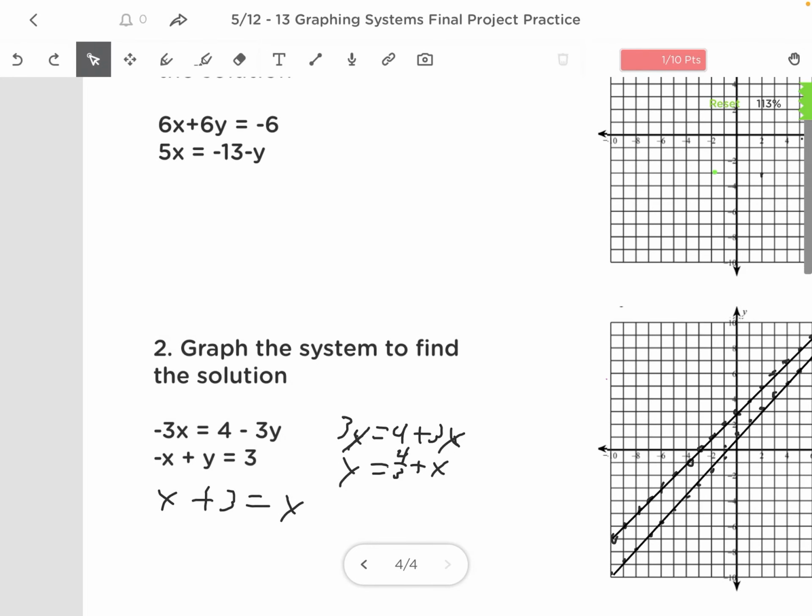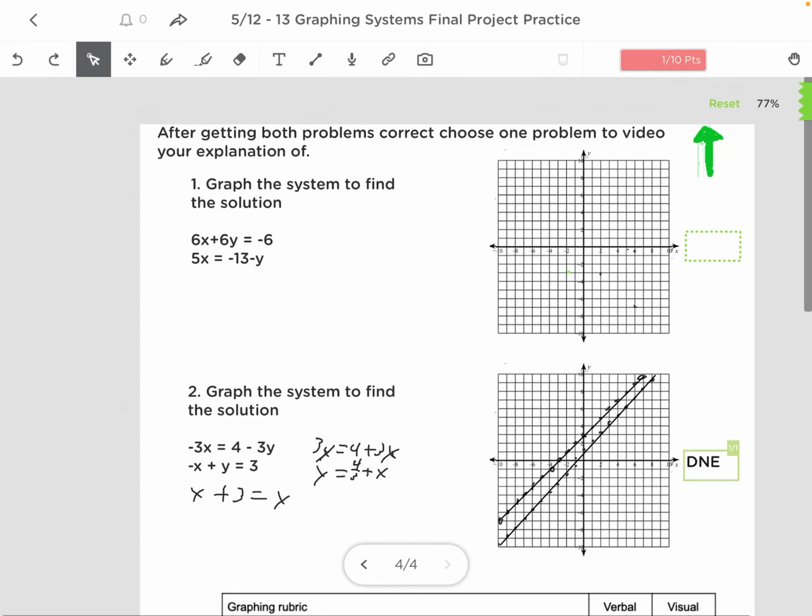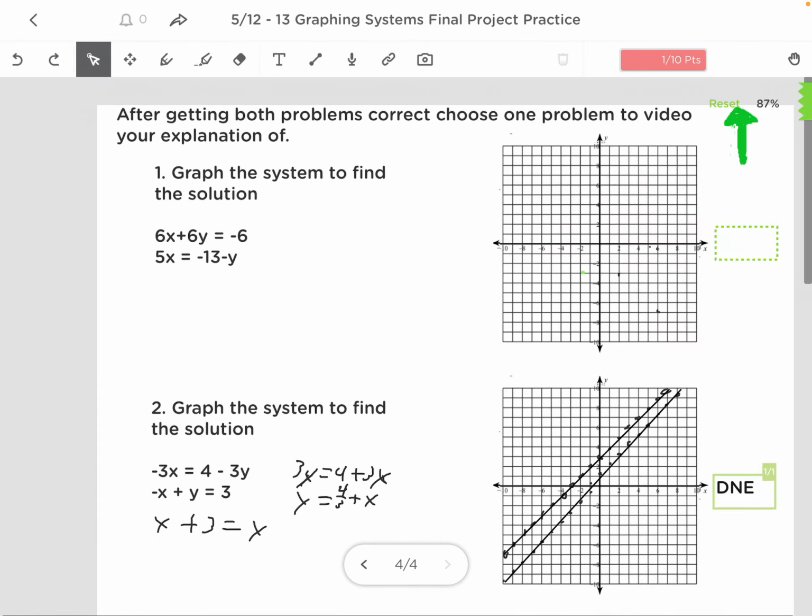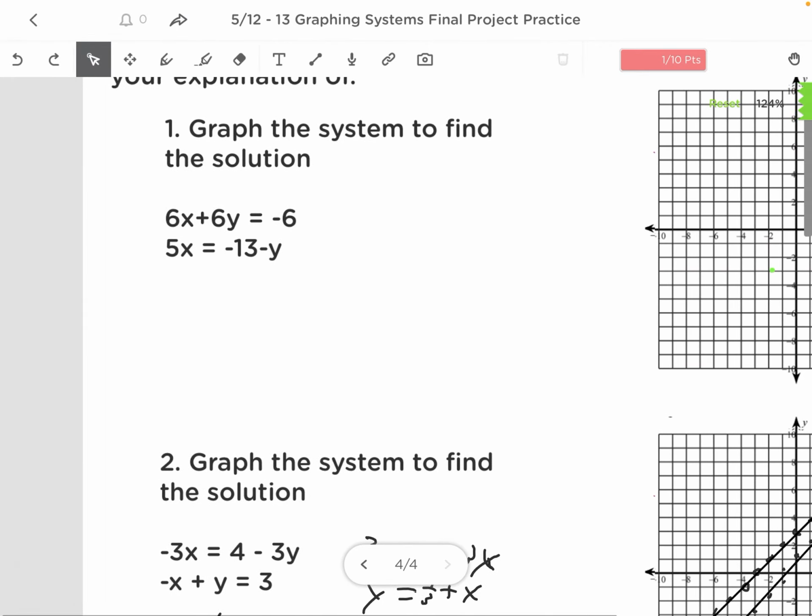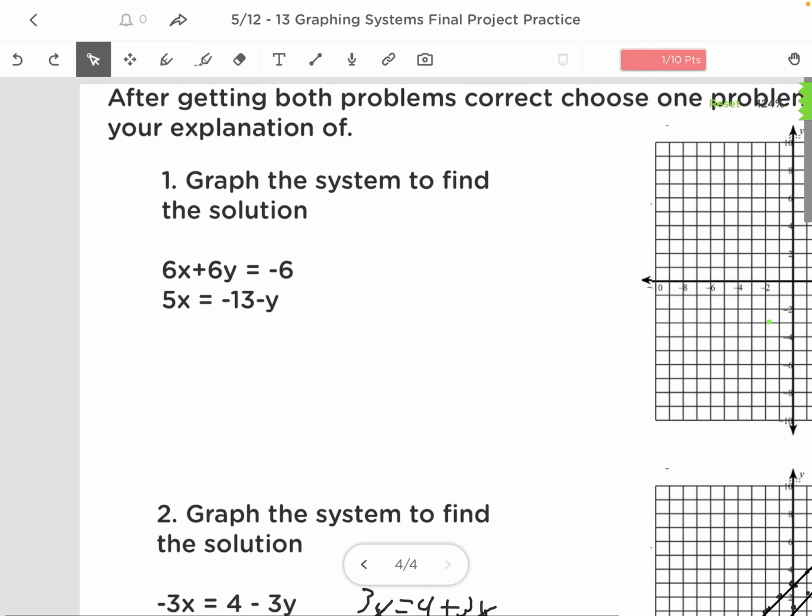Good afternoon, everybody. Today I will show you how to graph systems of equations. So let's go over here.